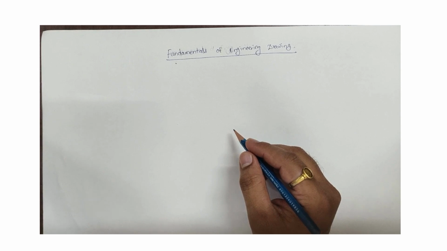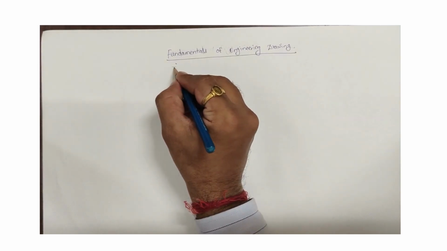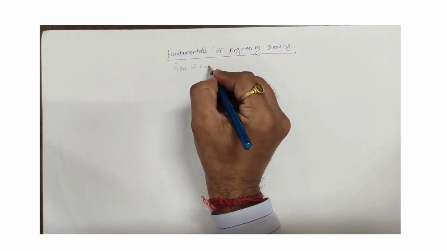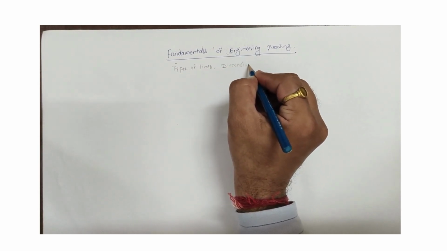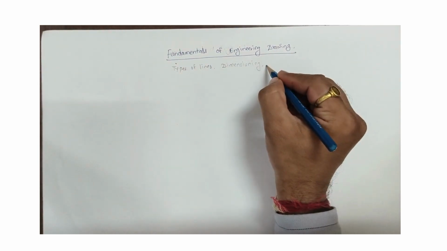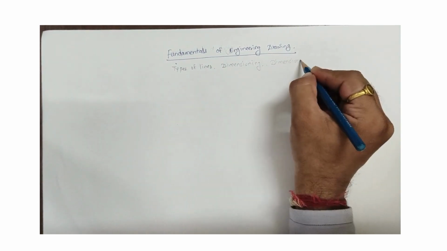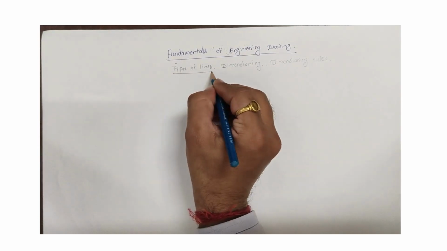Today, we are going to discuss the fundamentals of engineering drawing, in which we are going to learn the different types of line, different dimensioning types, and some dimensioning rules. So, first is different types of line.